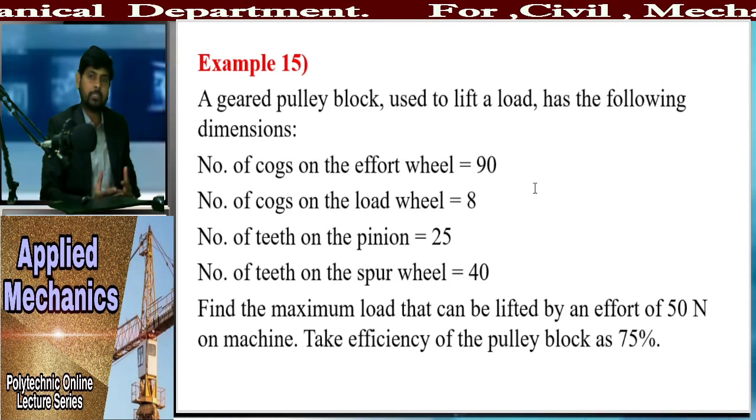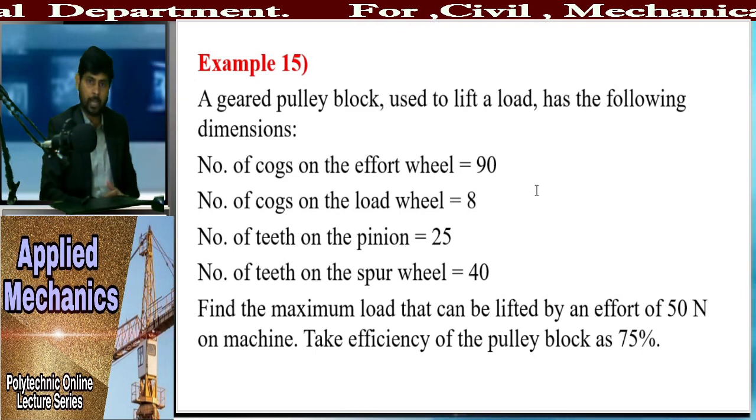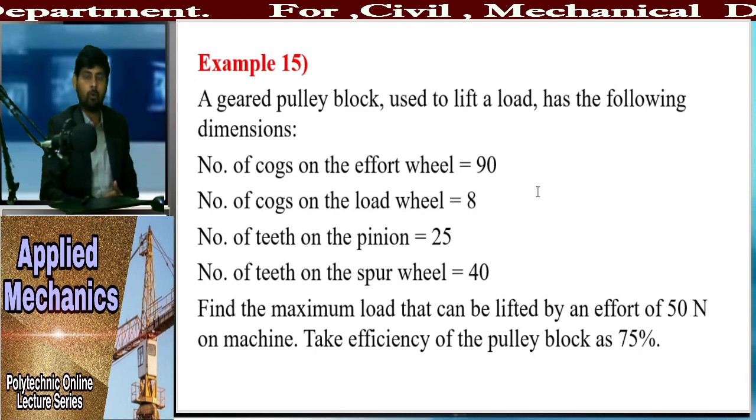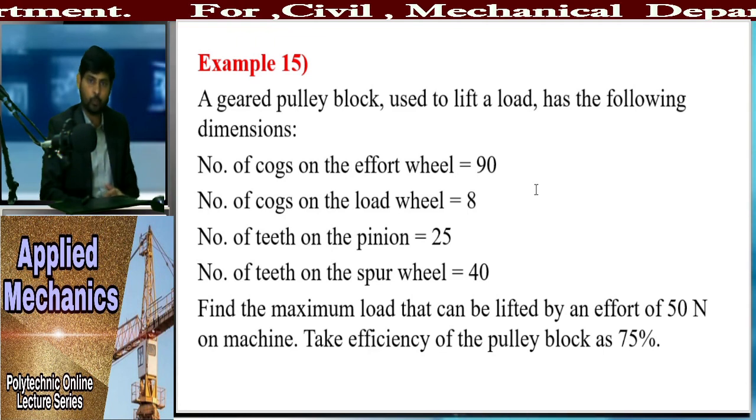In the next lecture we will see chapter number 3, that is composition and resultant of forces.